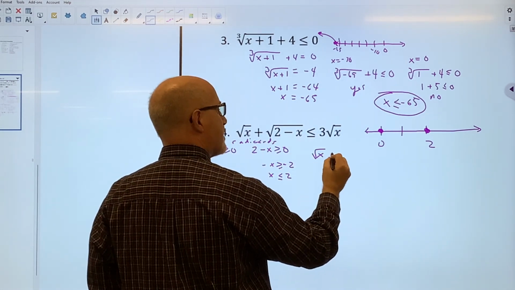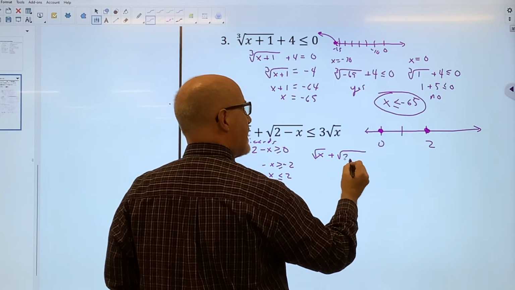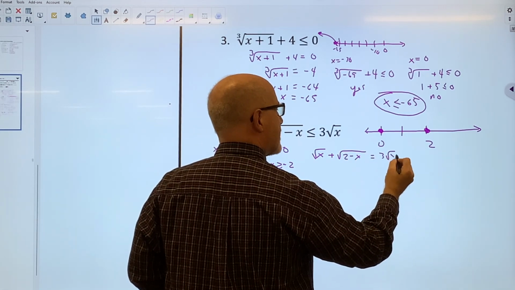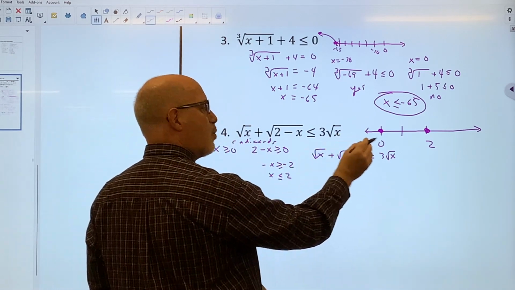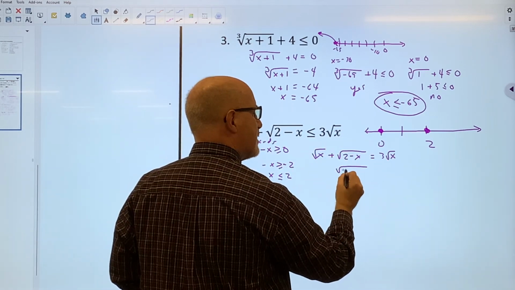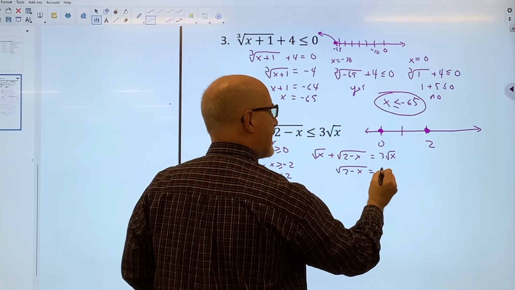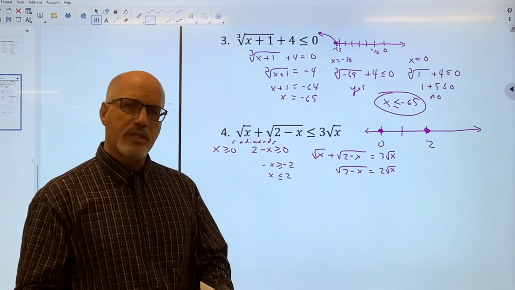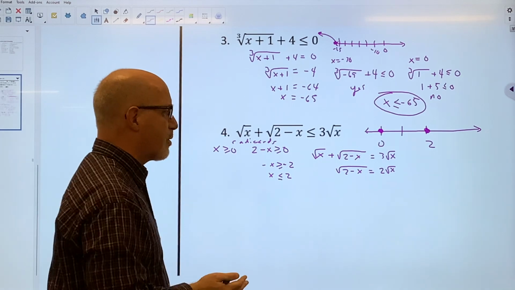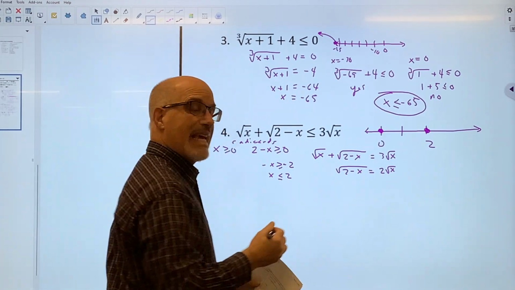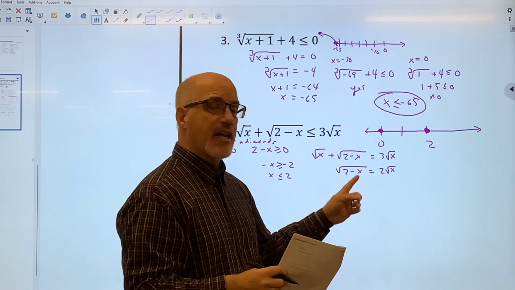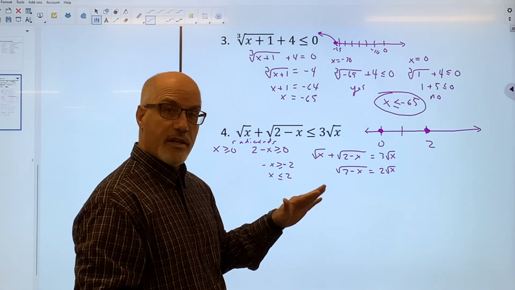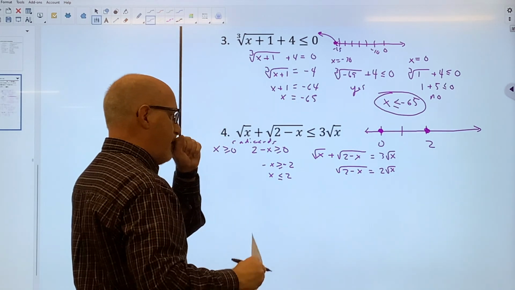The square root of x plus the square root of 2 minus x is equal to 3 square roots of x. Let's subtract 1 square root of x from both sides to get those together. 3 square roots of x minus 1 square root of x gives me just 2 square roots of x. Now I can square both sides. It's not as hard as it looked, because now I've got both radicals on opposite sides.